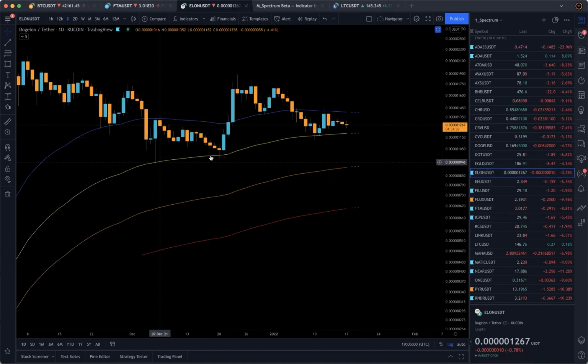Elon, this yellow has been a lifeline in the last few weeks. You can see that, and the blue was a roadblock. So here it was rejected by the blue, supported by blue over here, then broken, supported by yellow, rejected by the blue, supported by yellow, reacted near the blue, broke above, supported by the blue.